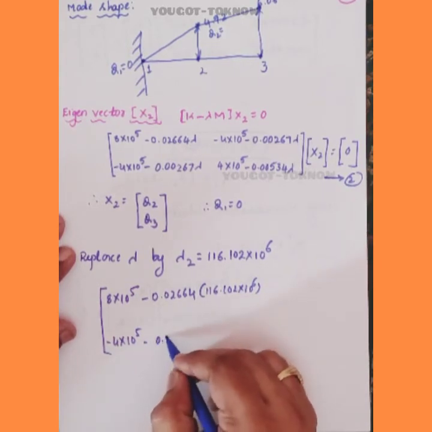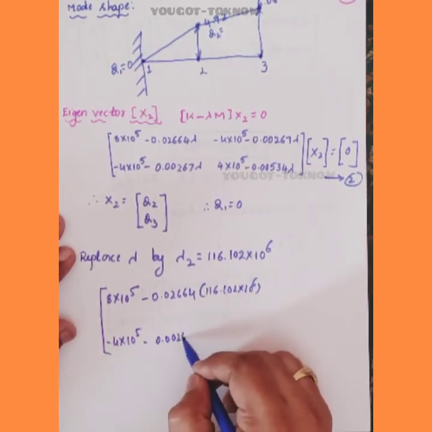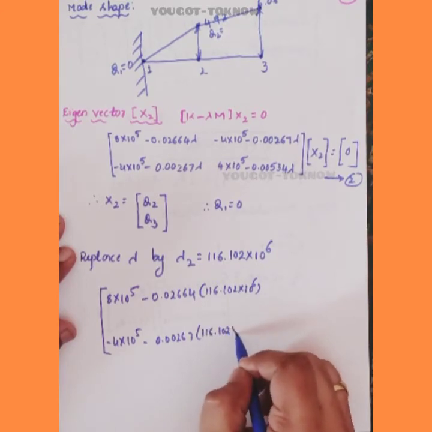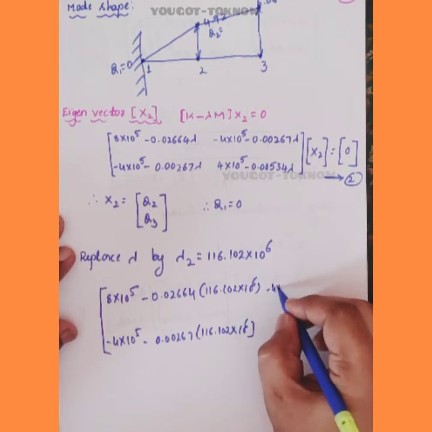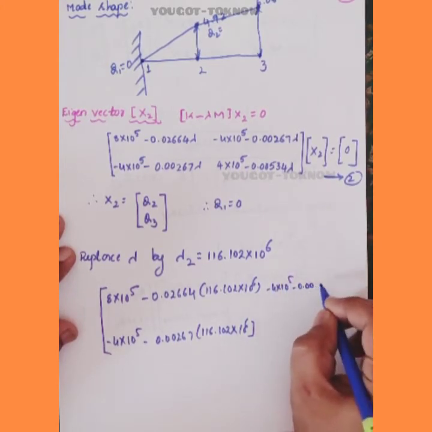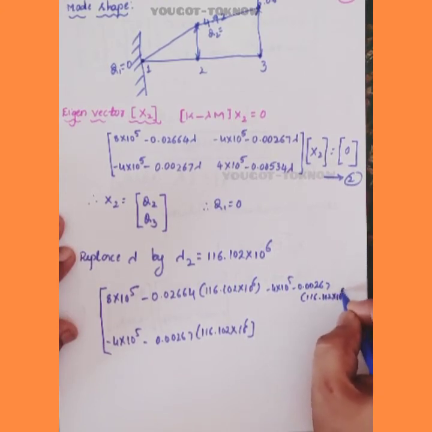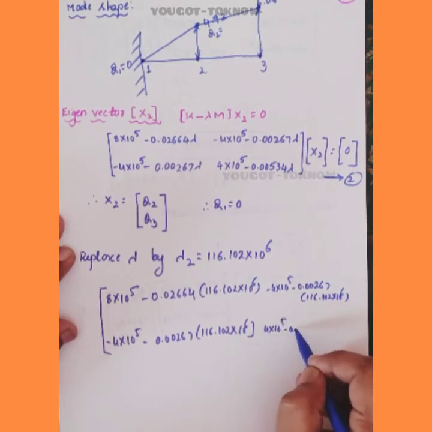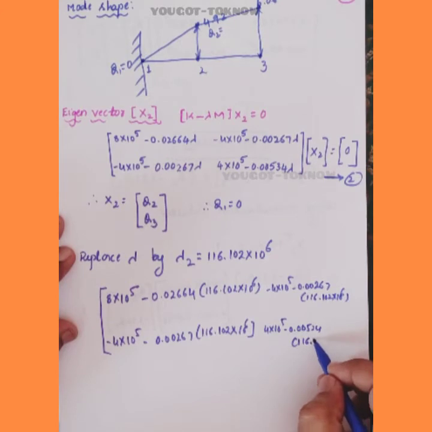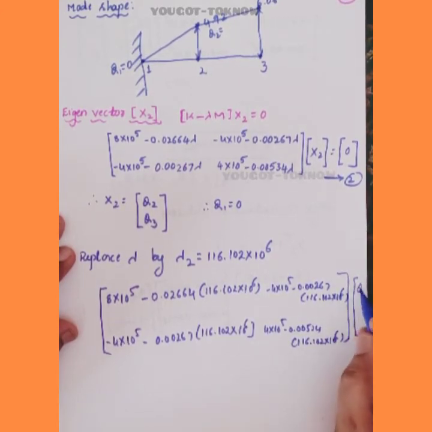Okay. If you repeat it, 0.0267 into 116.102 into 10 power 6. Next, similarly here, the next value, minus 4 into 10 power 5, 0.00267 into 116.102 into 10 power 6. Now similarly, you can repeat this: 4 into 10 power 5 minus 0.00534 into 116.102 into 10 power 6. Now, after this, this is Q2, Q3 equals 0.